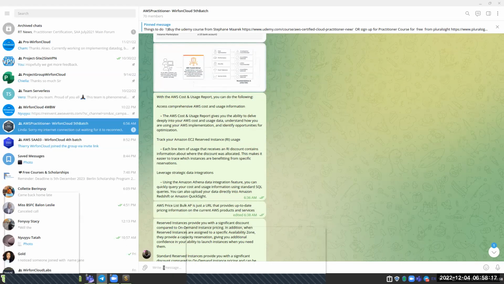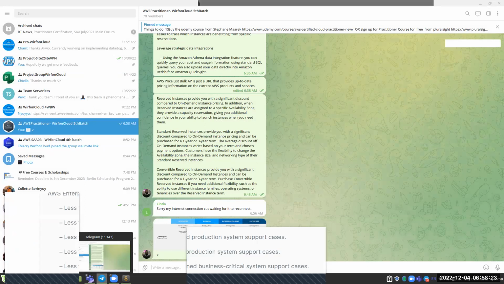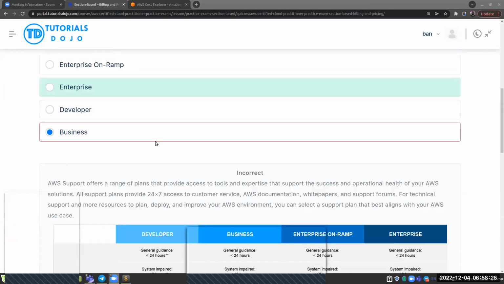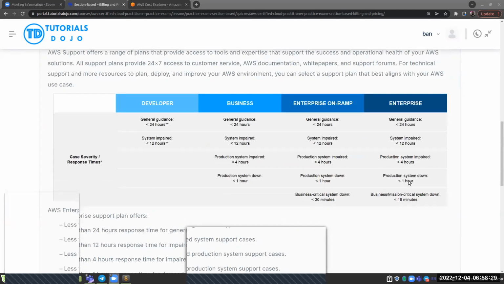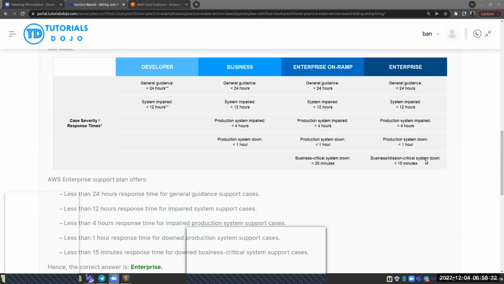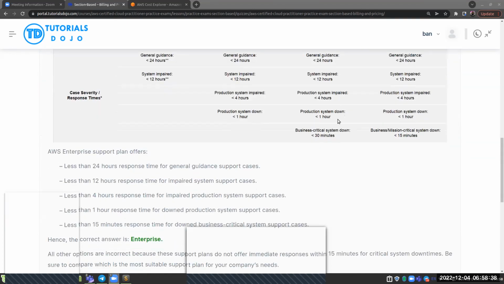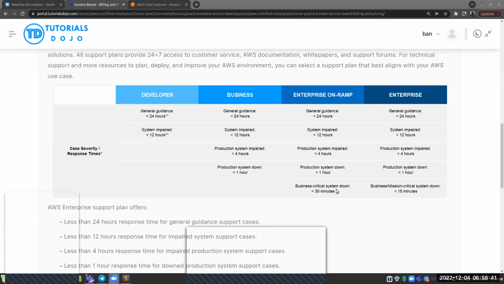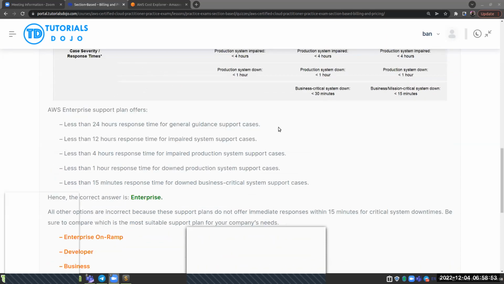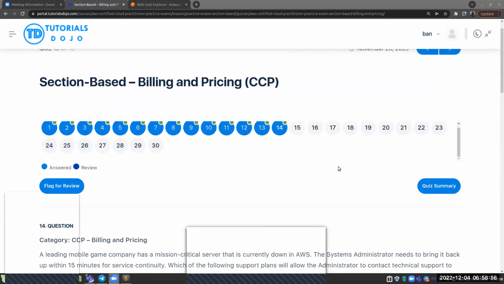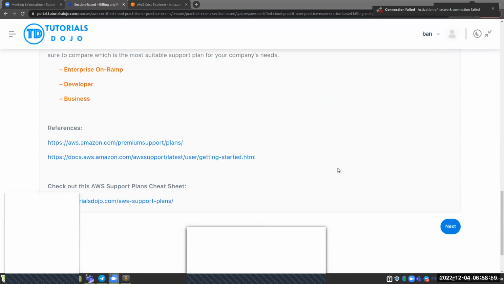So I put that on chat again for everyone to copy. These are things that you can't explain. It's just things that you just know: for enterprise, business-critical system down is less than 15 minutes. That's what they're asking in this question. Enterprise On-Ramp will be less than 30 minutes. So if you are looking for a cost-effective option, and they say less than 30 minutes, it's better to take business than enterprise, right? So I just encourage everyone to make sure that you take time and master those tables. And there's no other short way.